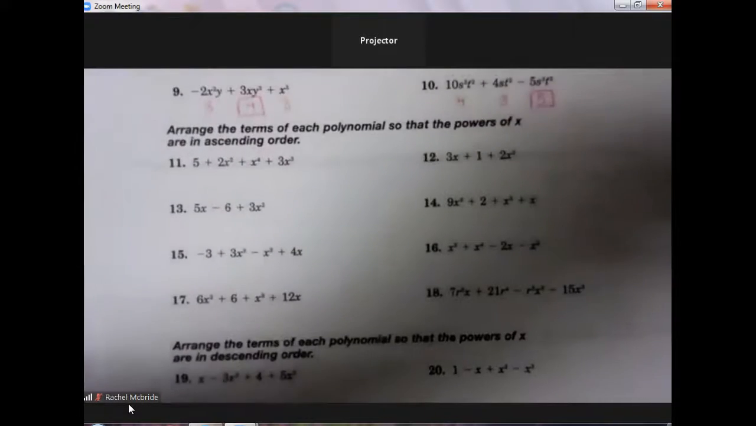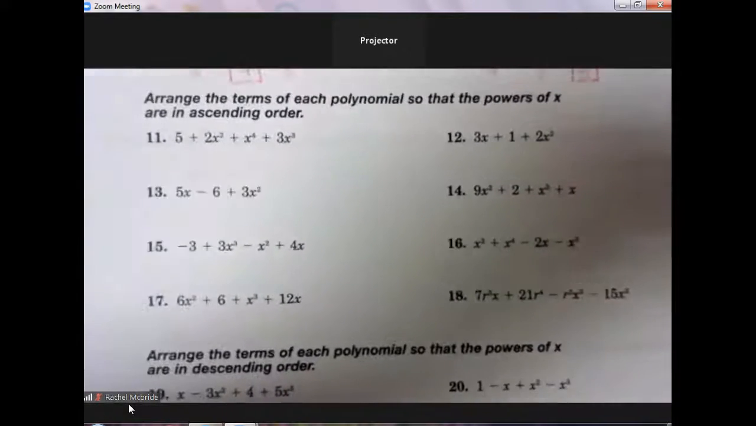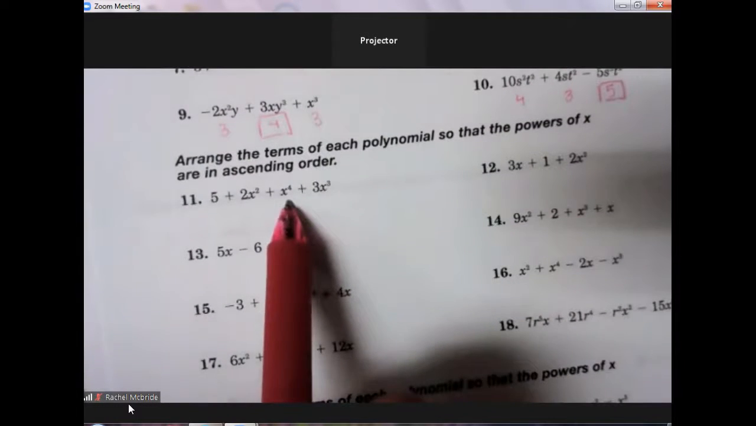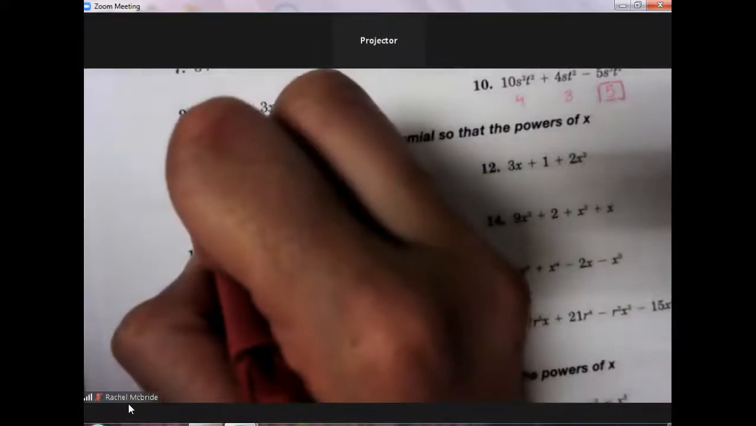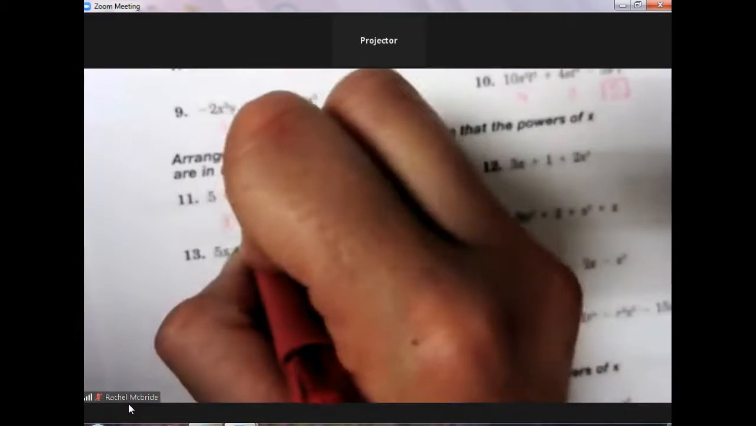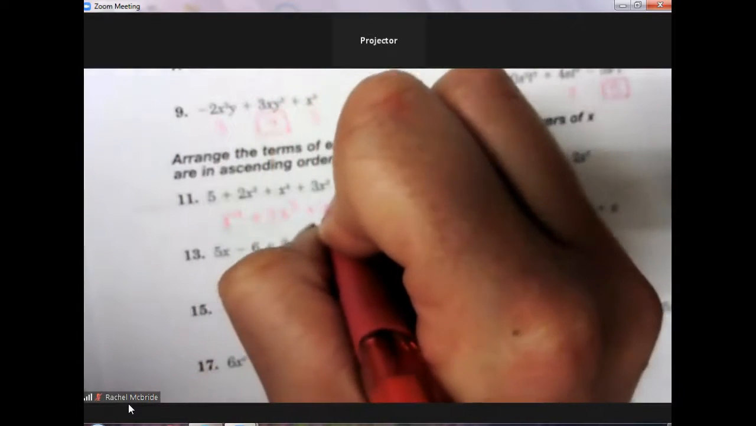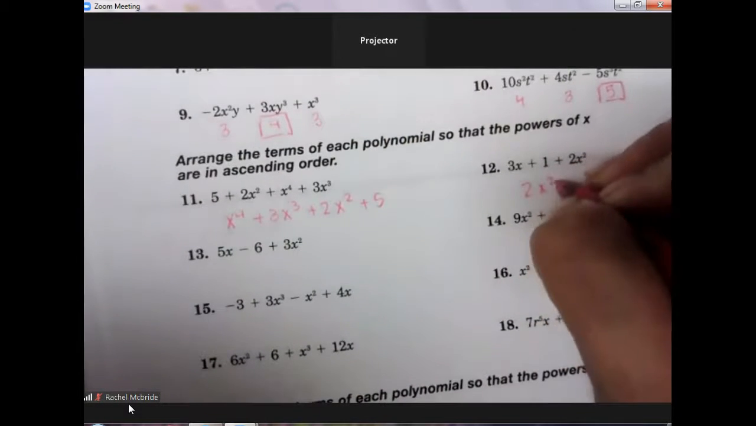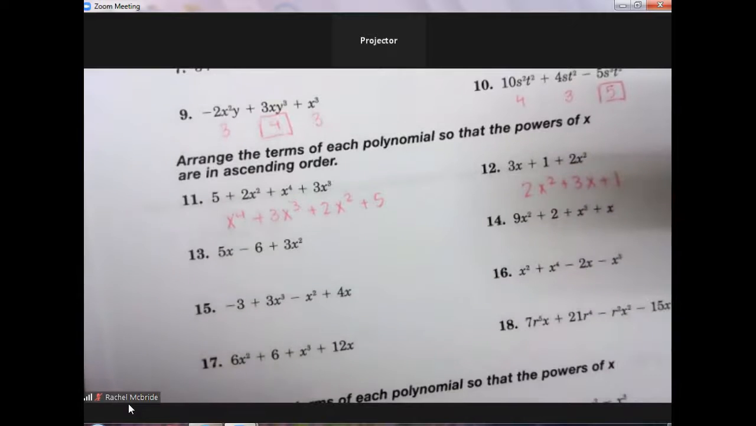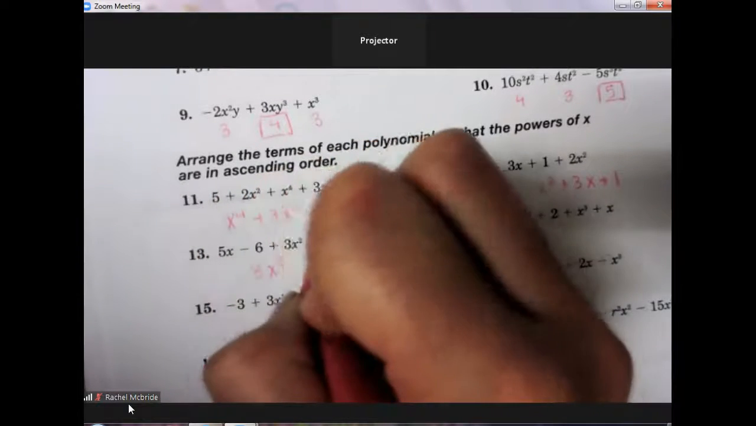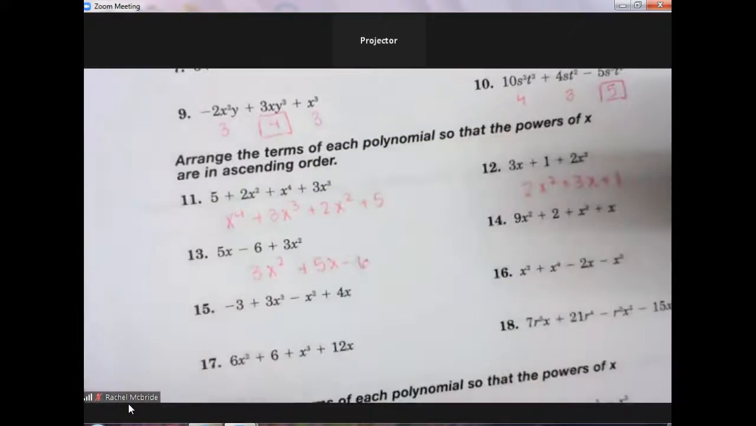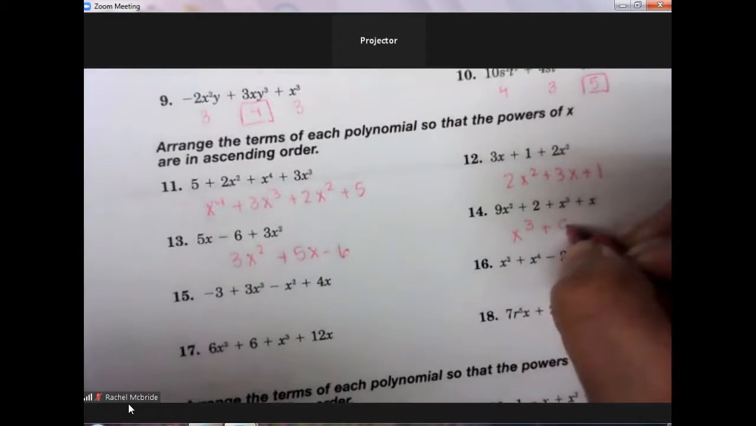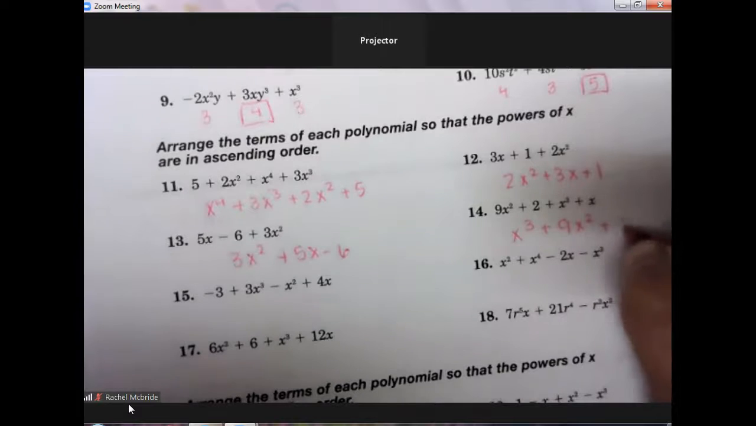To arrange the terms in descending order according to powers of x, you're going to pick the highest powered x to start with and rearrange them down. So that's x to the 4th plus 3x cubed plus 2x squared plus 5. And then 2x squared plus 3x plus 1. 3x squared plus 5x minus 6. X cubed plus 9x squared plus x plus 2.